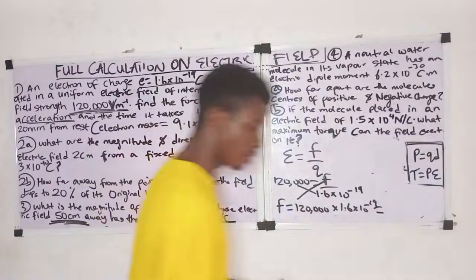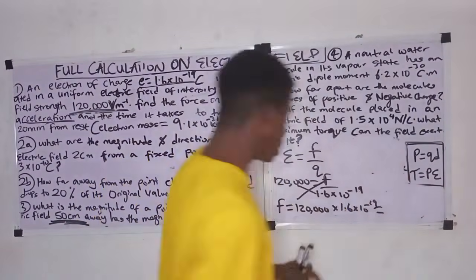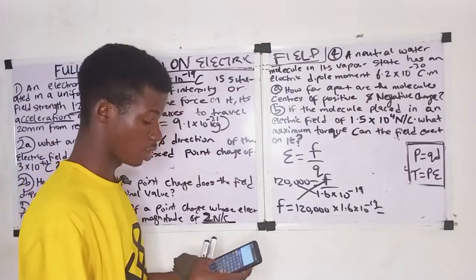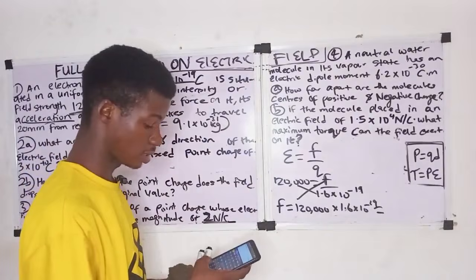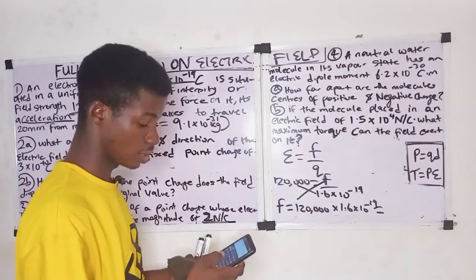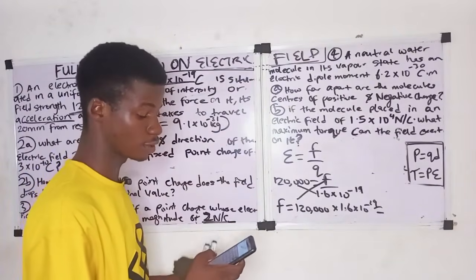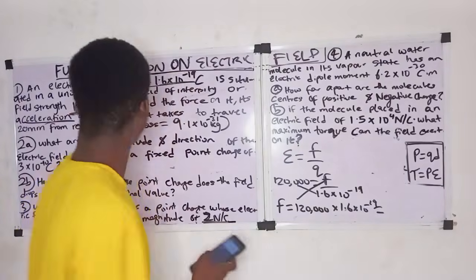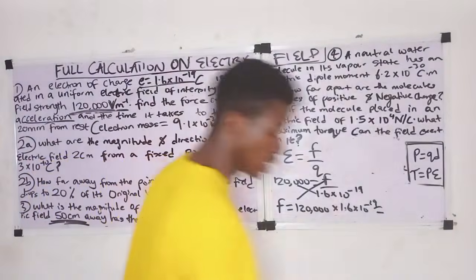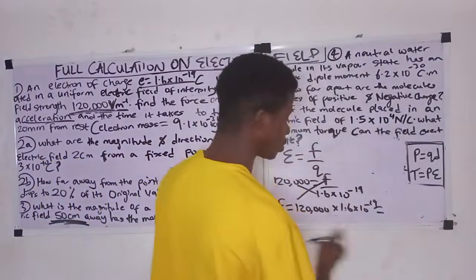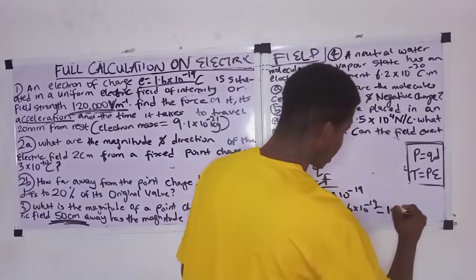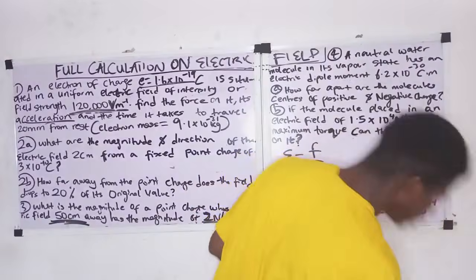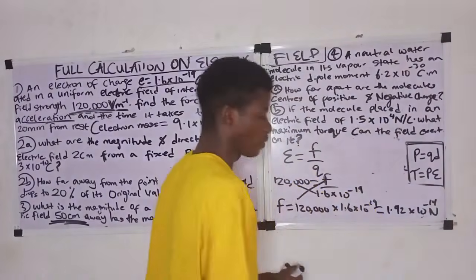If we calculate it, what will our answer be? 120,000 times 1.6 times 10 raised to the power minus 19 gives us 1.92 times 10 raised to the power minus 14. So that is the force acting on the electron. The force acting on the electron is equal to 1.92 times 10 raised to the power minus 14 newton. So this is the force.